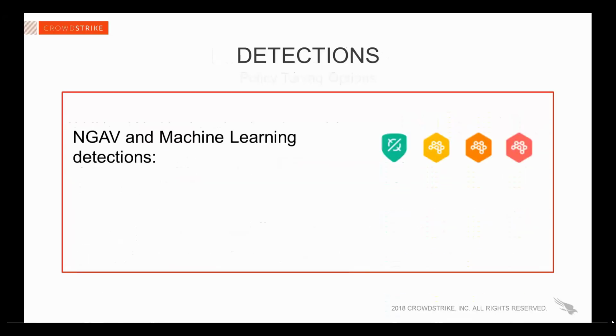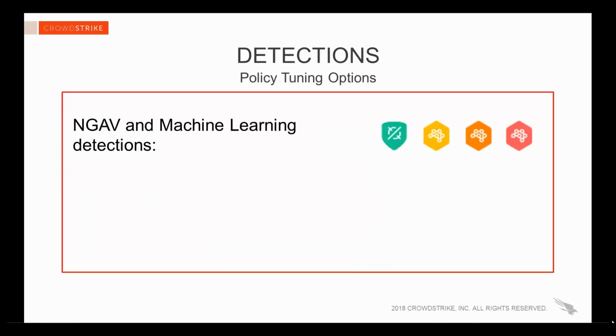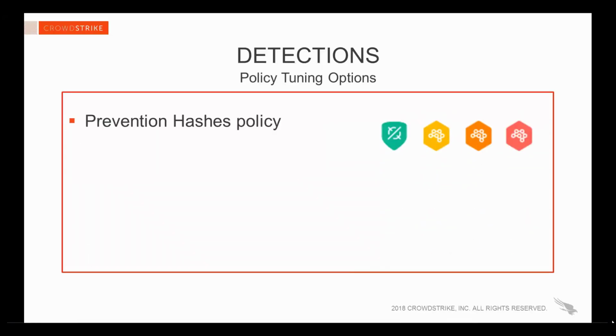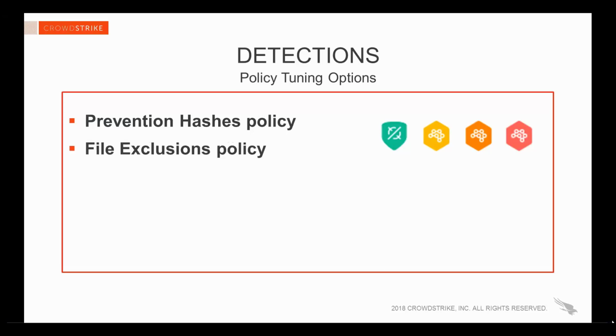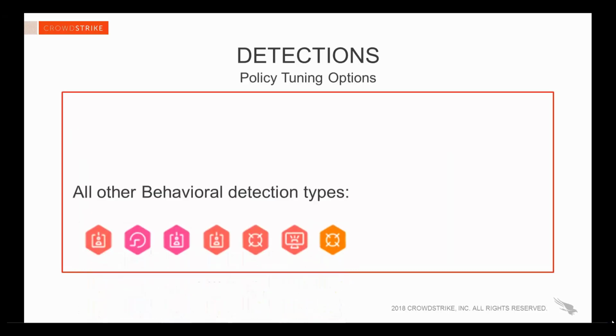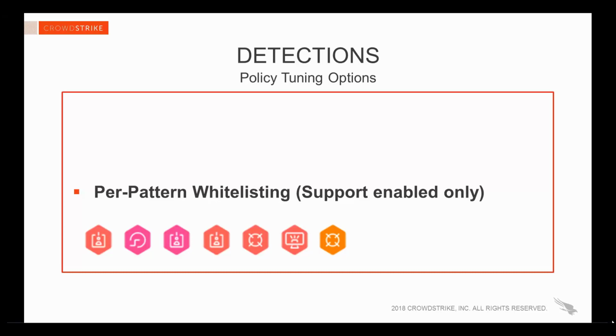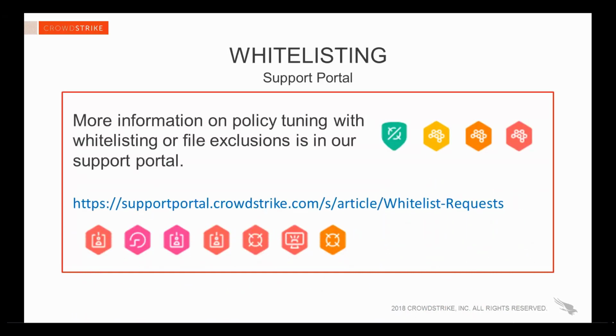In this video, we reviewed whitelisting as a policy tuning option for NGAV and machine learning detections. Tuning for all other behavioral detection types will require support-assisted whitelisting. More information on policy tuning with whitelisting or file exclusions is available in our support portal knowledge base.